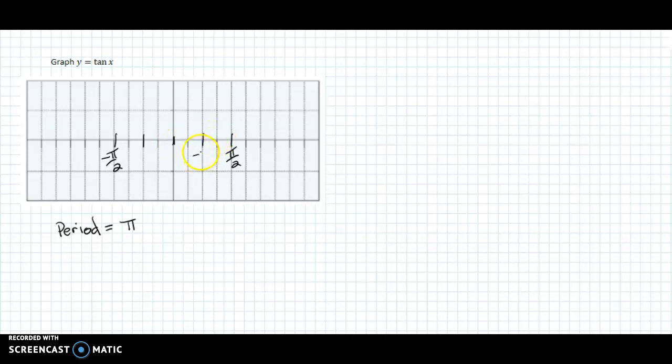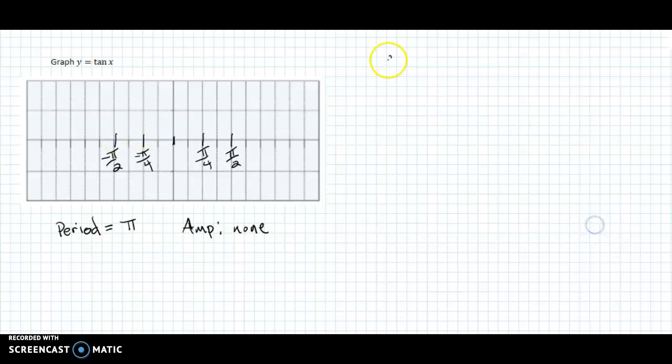And then half of pi over 2 is pi over 4. Whoops, it's not supposed to be negative. And then over here, this would be negative pi over 4. Okay, so those are our tick marks we're going to use. The amplitude of tangent is none, because tangent, you will see, does not have a max or minimum. Let's get some of the points for these. Let's just do these 5 points.